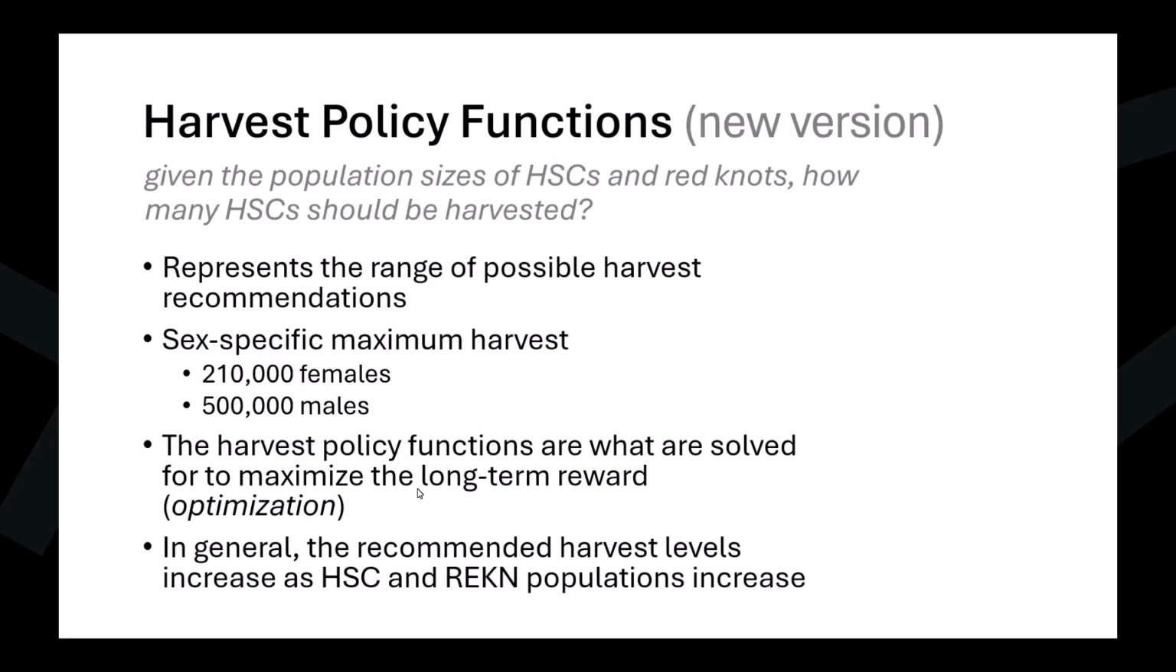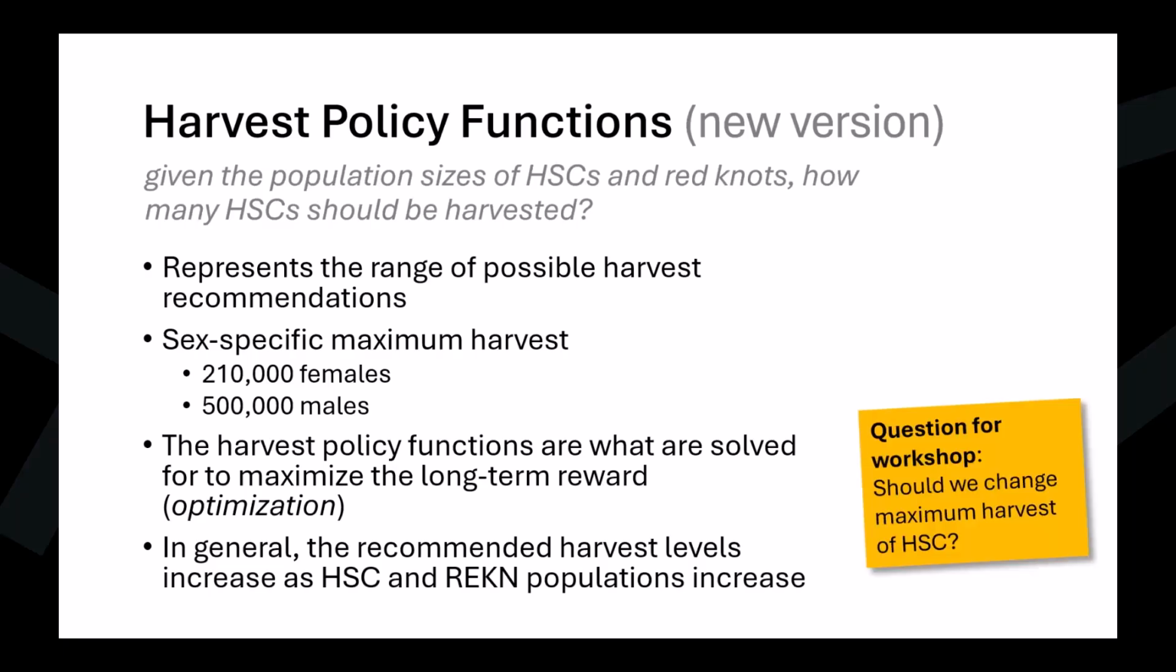Okay, and in general, these are increasing functions. The higher the abundances, the more harvest will be recommended. And we'll see the shapes of those in a moment here. But okay, so I said that these harvest policy functions are what we solve for, and that's true. So this is sort of like the product of the ARM optimization is sort of a mix of science and values put together.